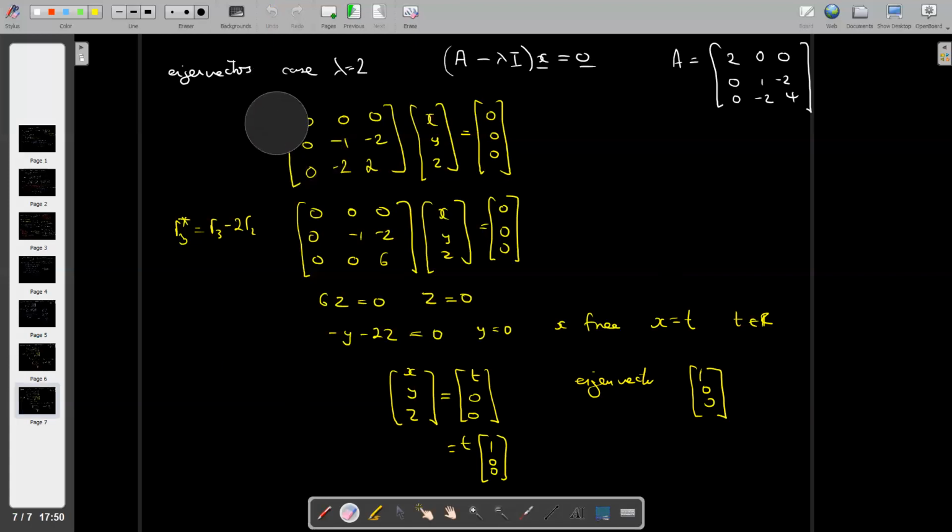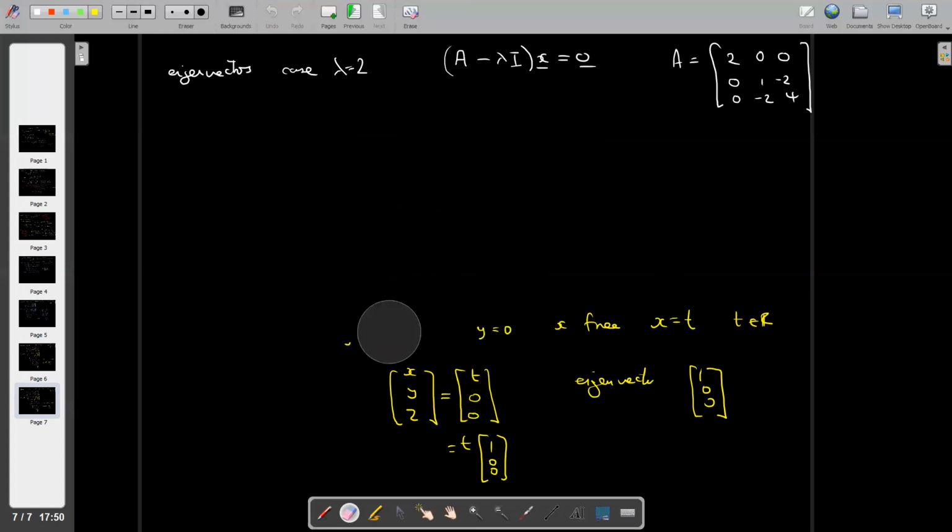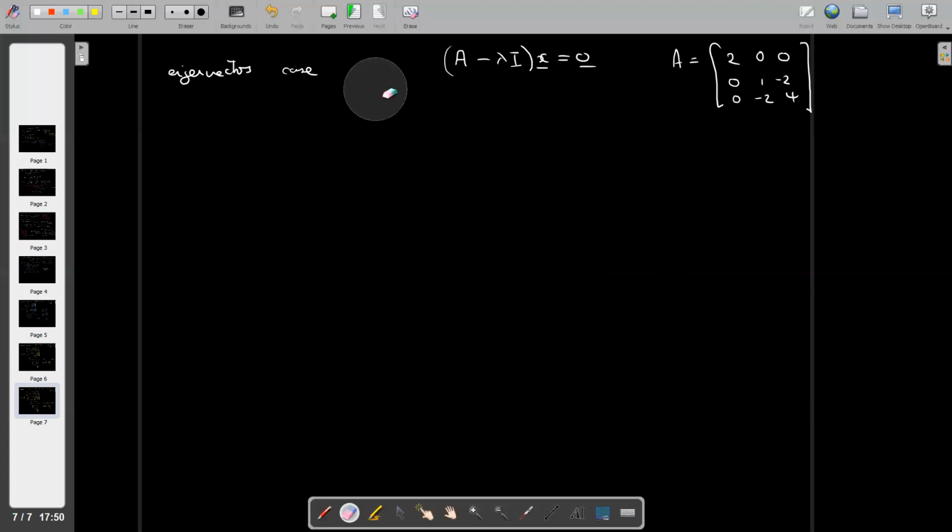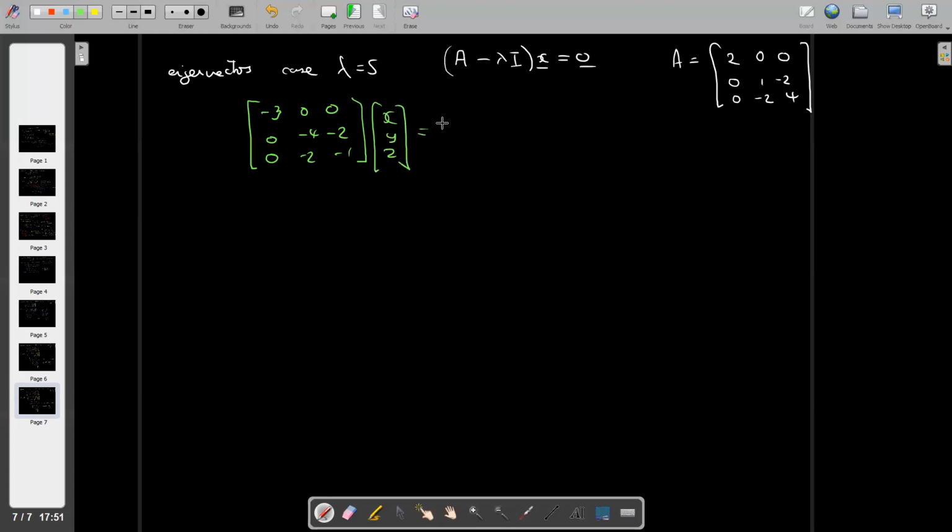So it's quite a lot of work for this. I mean, it's quite good that we do have electronics to do all this kind of heavy lifting, but it's good to understand where it all comes from. So I've got lambda equals 5 now, and so this is going to take 5 off the leading diagonal, so that's going to give us negative 3, 0, 0, 0, negative 4, negative 2, 0, negative 2, and take 5 off there is going to give negative 1, times the vector x, y, z is going to give me the vector 0, 0, 0.